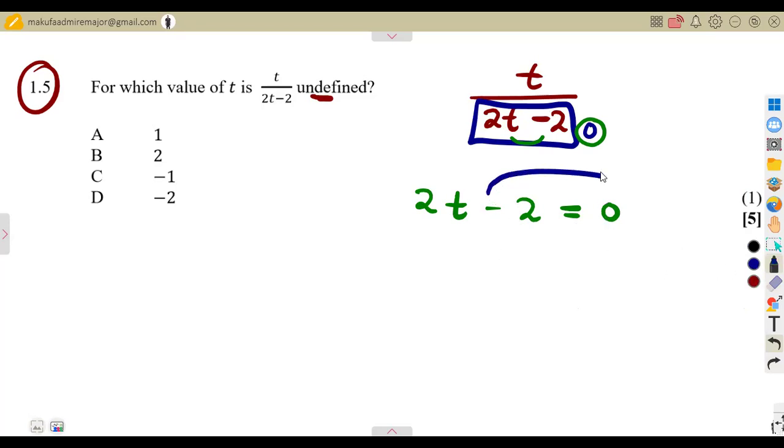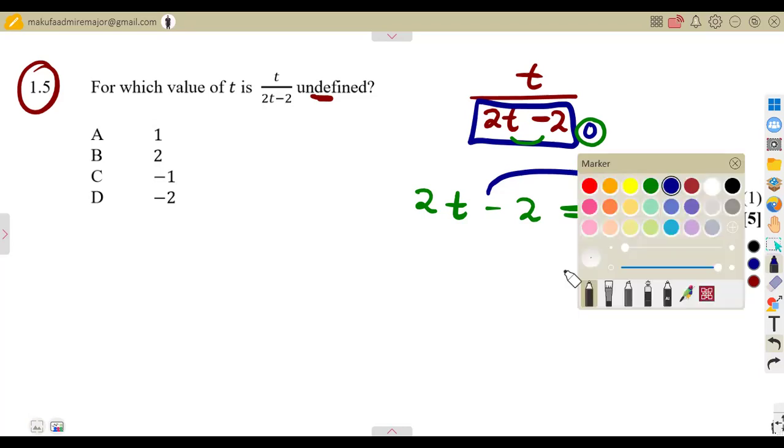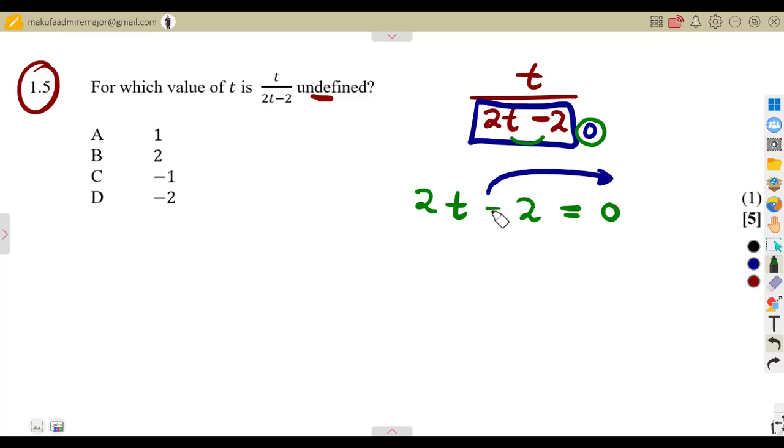You take this to the other side of the equation. The moment that it crosses the equal sign, it changes the sign that you're given. So this one, it was minus. It becomes a positive. So 2t is equal to a plus 2. It's now a positive. Okay, so what are you going to do?